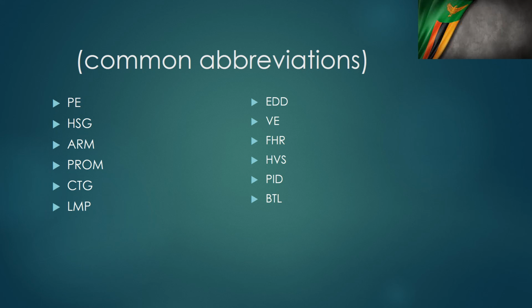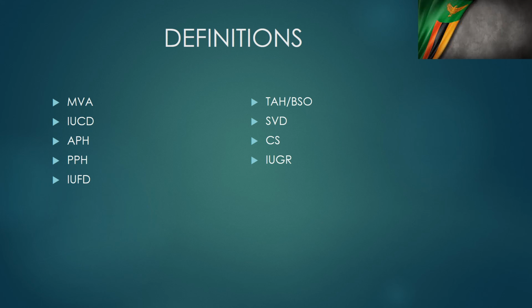PID is pelvic inflammatory disease. BTL is bilateral tubal ligation. MVA is manual vacuum aspiration. IUCD is intrauterine contraceptive device. APH is antepartum hemorrhage, bleeding before childbirth. PPH is bleeding after delivery. IUFD is intrauterine fetal death. You see this in the notes.